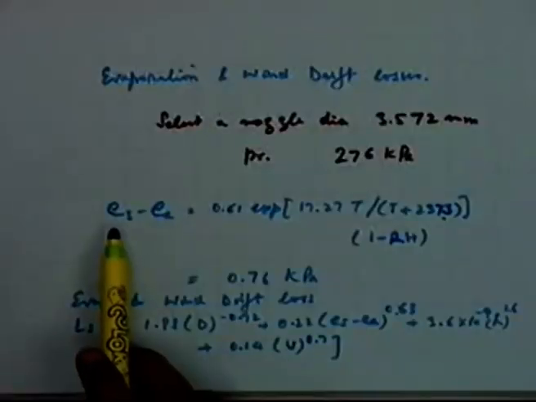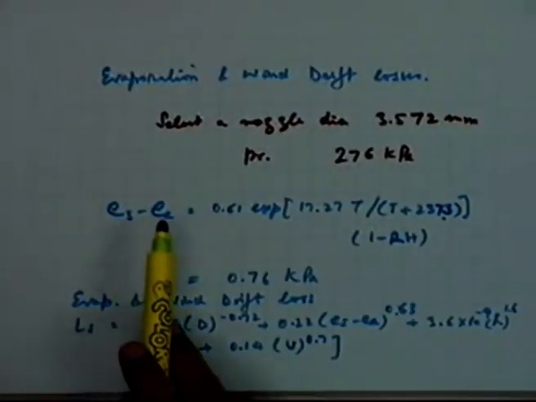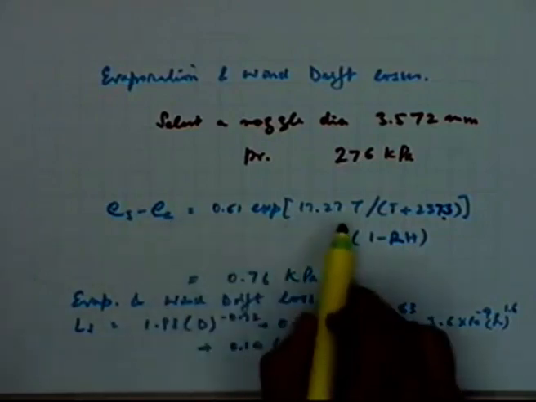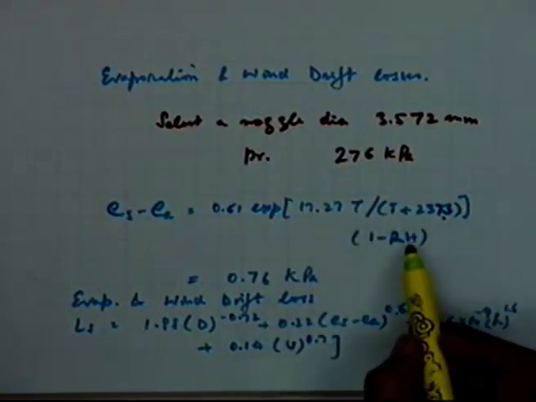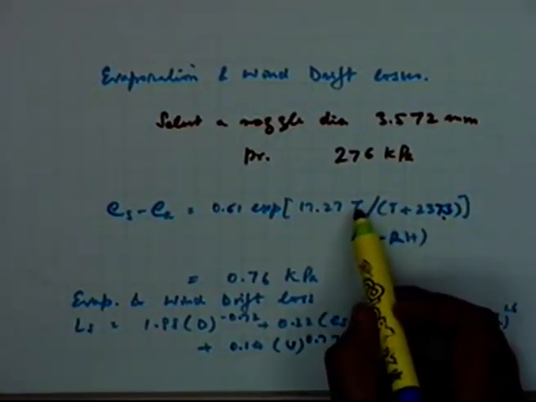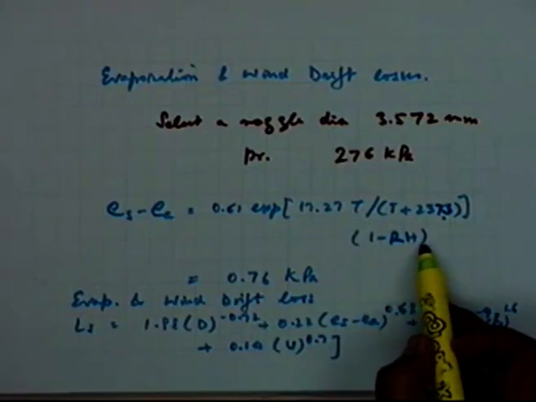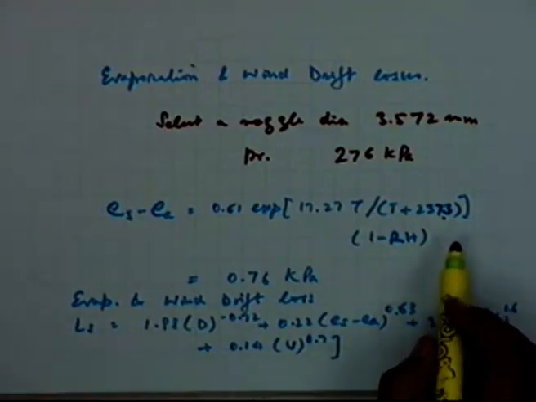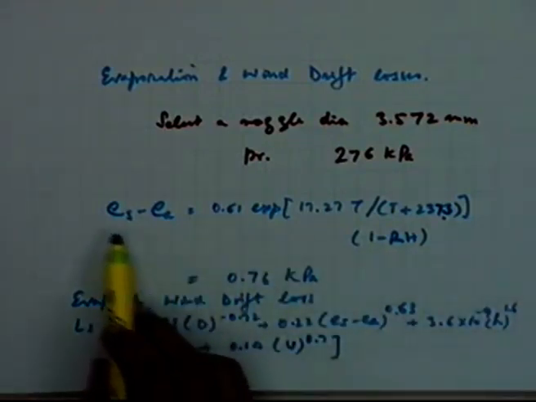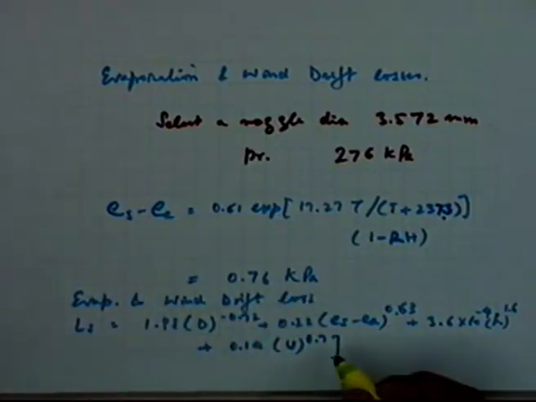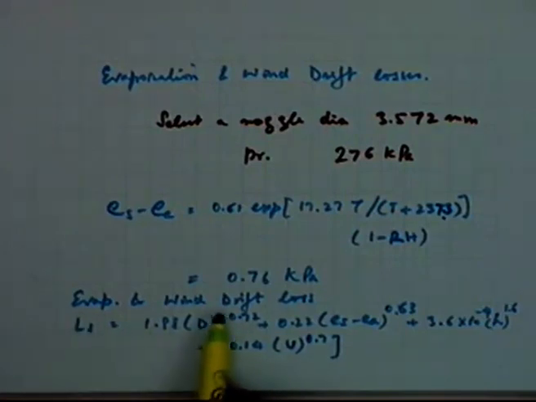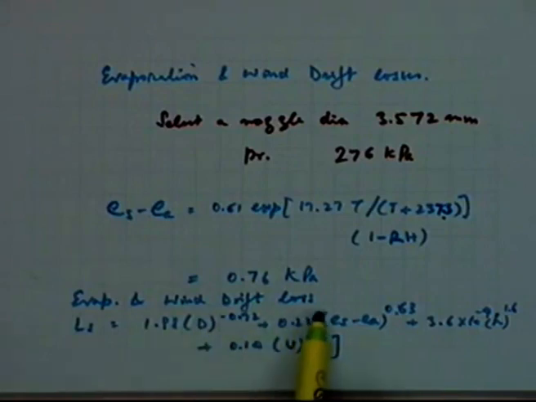So this is the vapor pressure deficit, which we have the expression for. If we put in the values of the mean temperature and the mean relative humidity, which we have the data available on, you will get that the vapor pressure deficit comes to 0.76 kilopascal. And knowing this vapor pressure deficit, now you can find out the evaporation and wind drift loss.